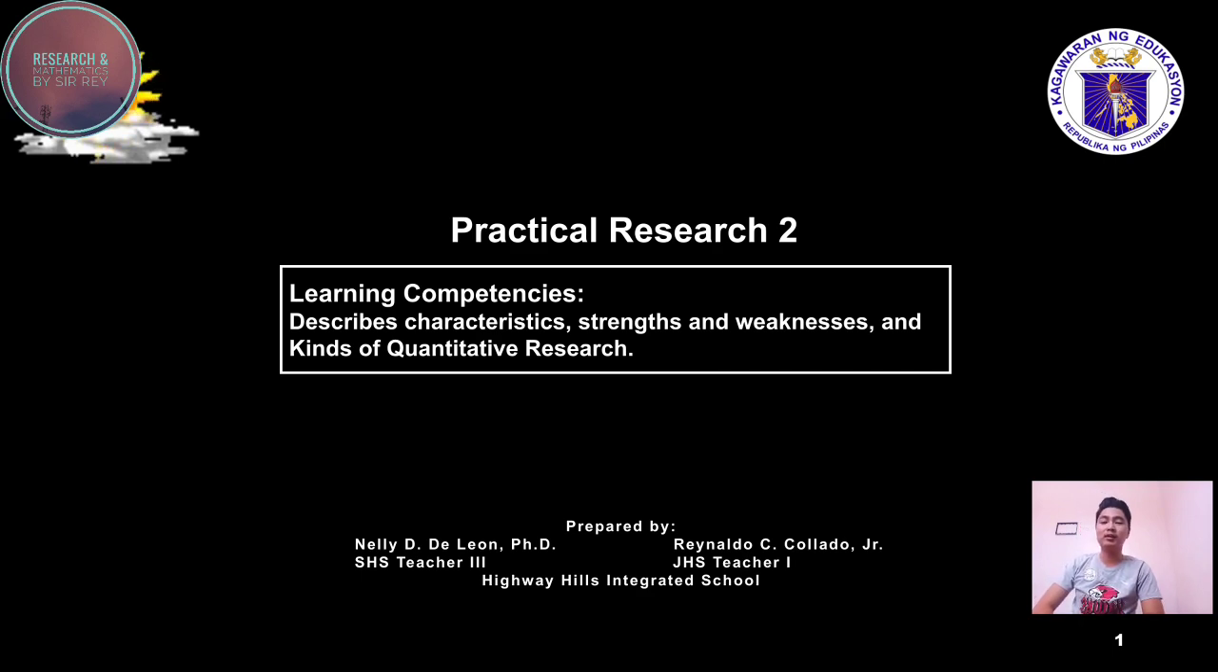So for today, we are going to have the very first lesson for Practical Research 2. Practical Research 2 is the second research subject for senior high school students. This research is more of quantitative research. For today, we are going to have the following learning competencies. After this, you should be able to describe the characteristics, strengths, weaknesses, as well as the kinds of quantitative research.